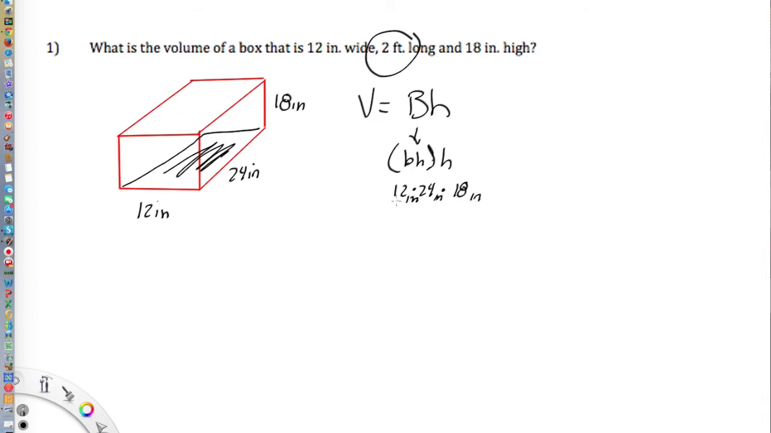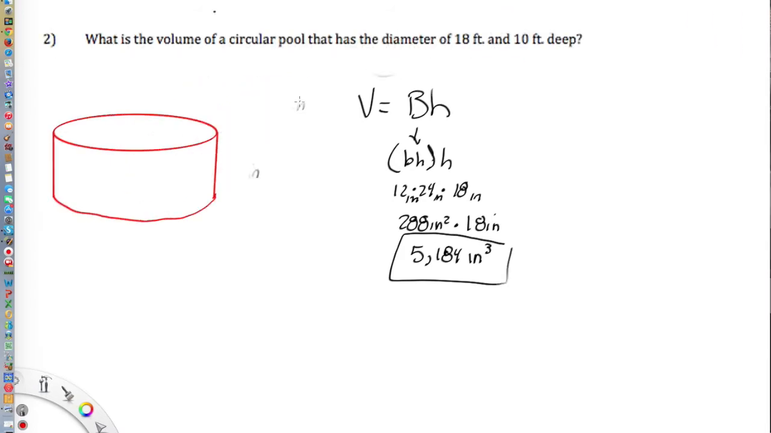12 times 24 is going to give me 288 inches square. And then I need to multiply 288 times 18, and that's going to give me 5,184 inches cubed. And there's our answer. Let's look at our next problem.